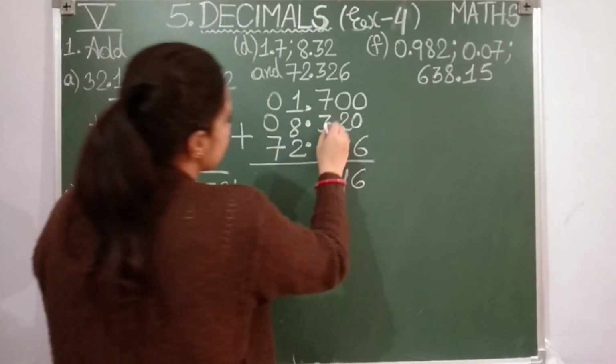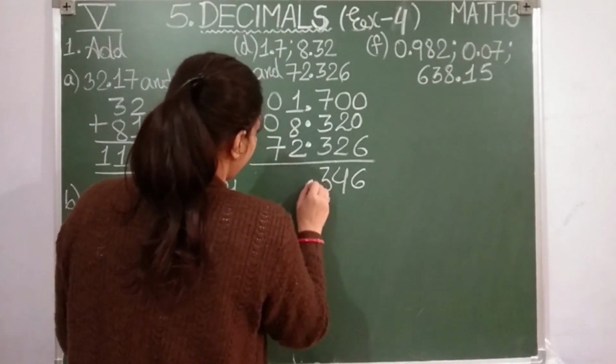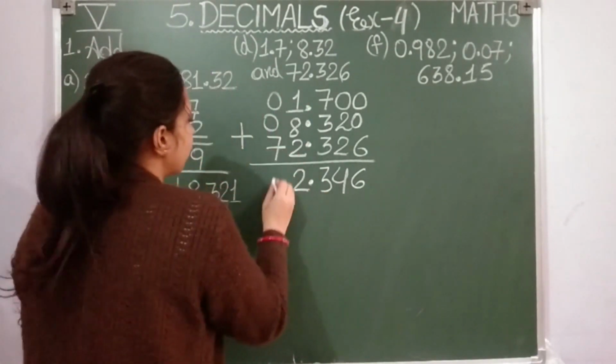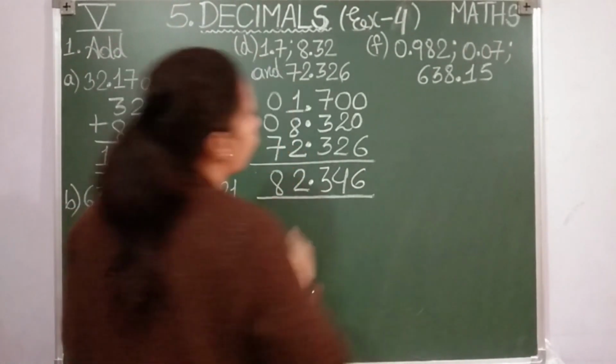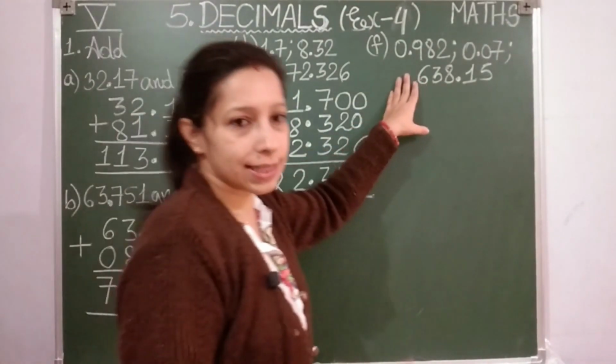6, 4, 7, 6, 3, 3, 6; 6 plus 7, 13, 1 carry over; 8 plus 1, 9; 9 plus 1, 10; 10 plus 2, 12, again 1 carry over. So 82.346 is my answer, students. See how easily we are able to add. Okay, let us see one more point.